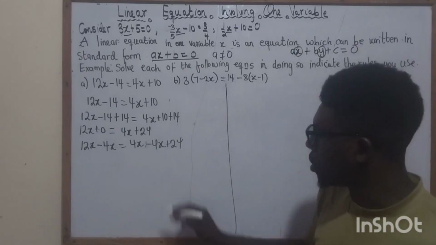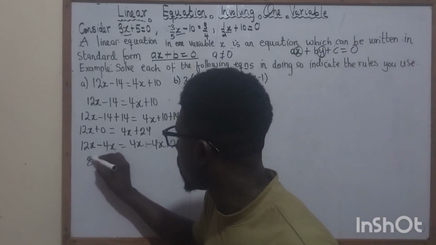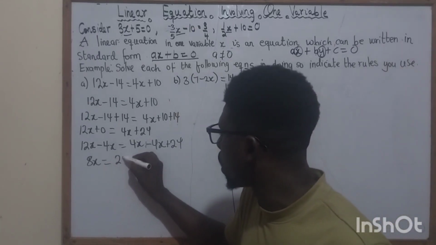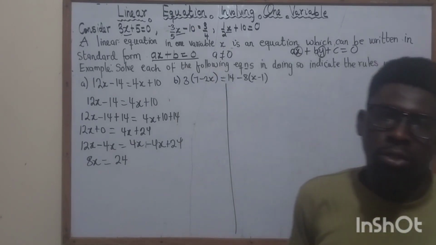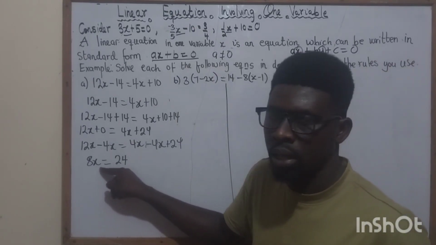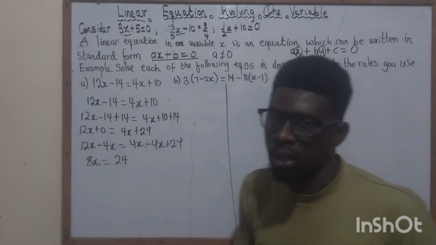Okay, this is going to give me 8x equals 4x minus 4x, giving me 0. And I'm going to get what? 24. So what do we do? We are looking for x, okay? Let's eliminate the coefficient of x, right?